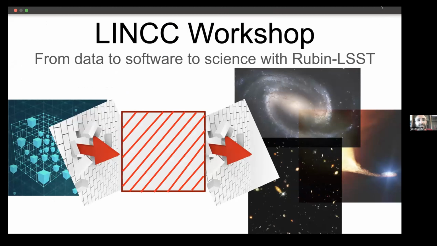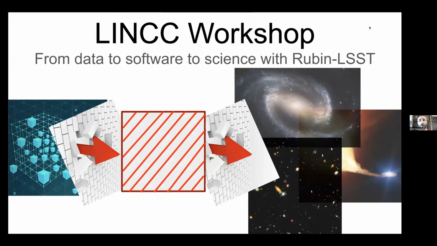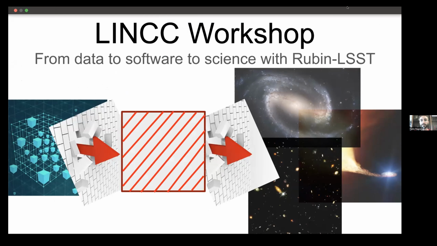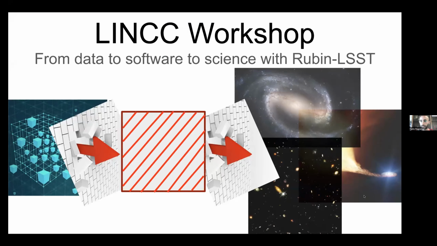So basically the LINCC workshop was focused on setting a discussion on how to go from the data to the science, to build some infrastructures that we still miss. The central part of all the discussion during the days of the workshop was in this central area where there is this huge square with nothing in it. So we discussed all the missing features that might be added to the already set pipelines in Rubin.